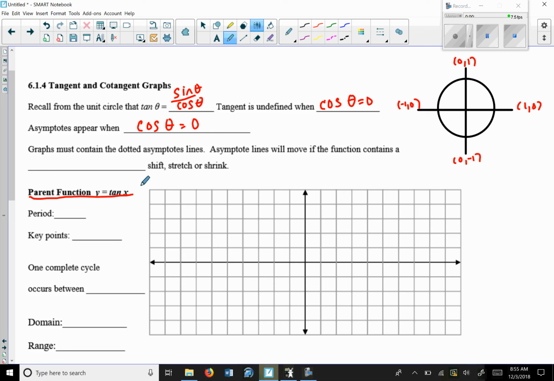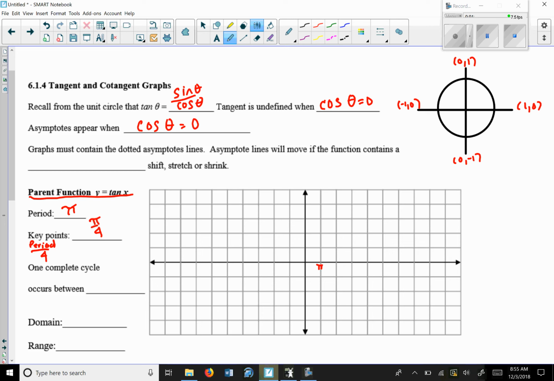So we'll talk about this in just a minute, but the period of the tangent graph is pi, which we'll see when we graph this. And so remember, to find your key points, it's always the period and you divide it into 4 equal parts. So that still holds true. So this is going to be pi over 4. So on my graph, I'm going to count by pi over 4.